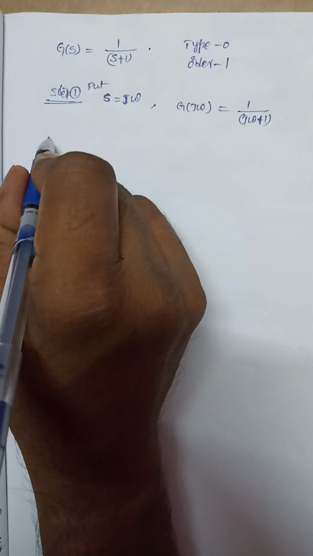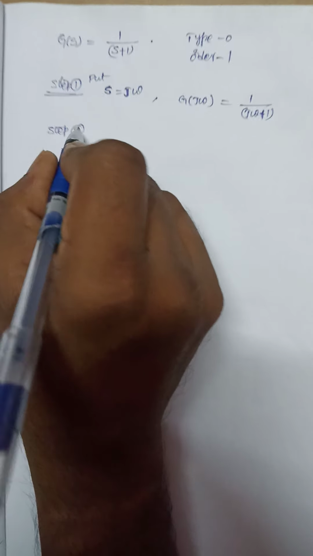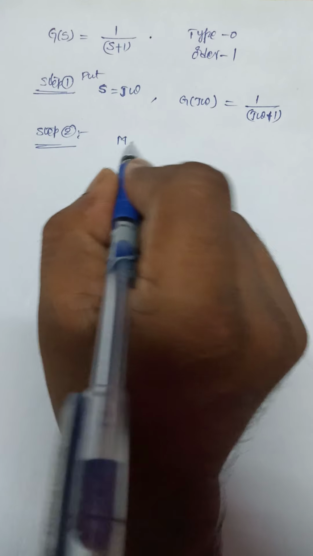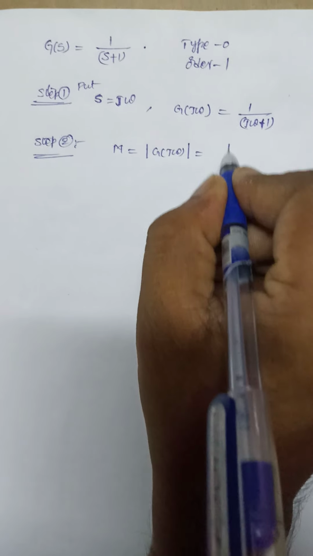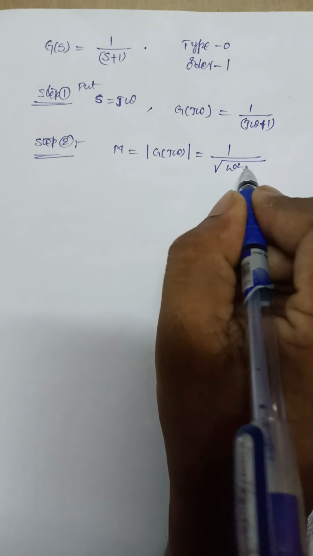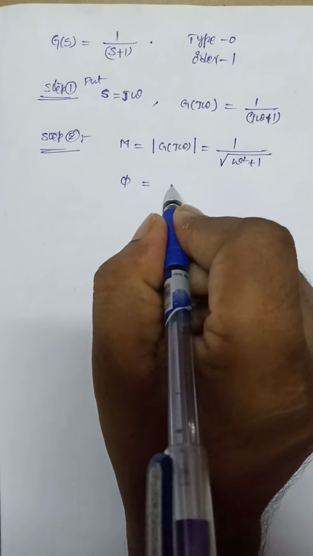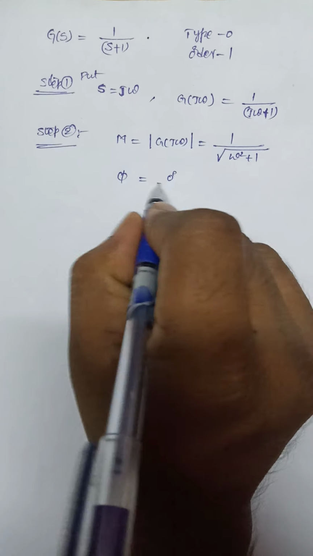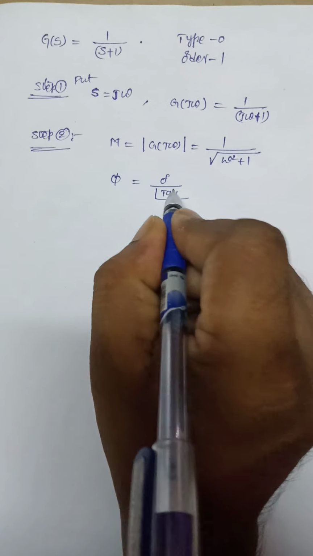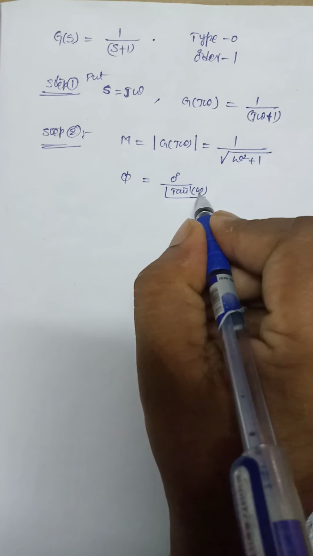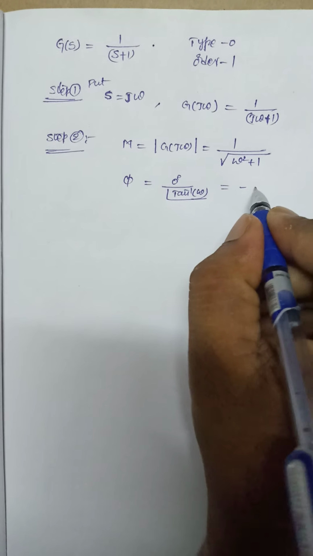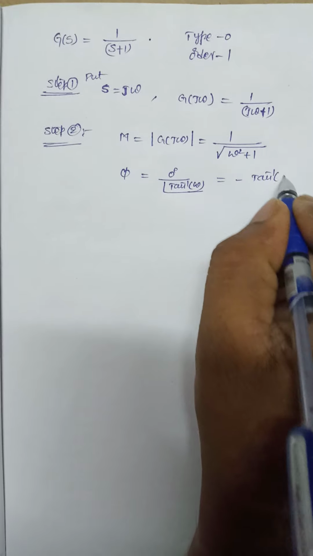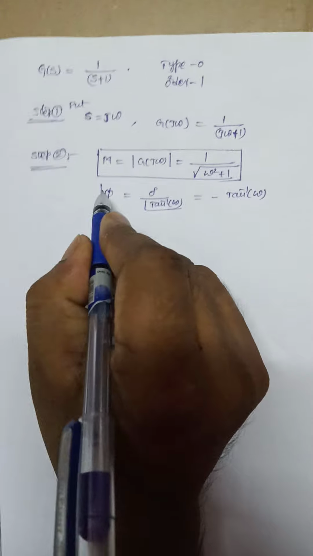Then next, step 2. In step 2, magnitude M is equal to modulus of G(j omega), that is equal to 1 by square root of omega square plus 1. Phase angle phi is equal to 0 degrees divided by an angle tan inverse of omega, and if I bring this denominator angle to the numerator angle, it will become minus tan inverse of omega. So this is the magnitude and this is the phase angle.